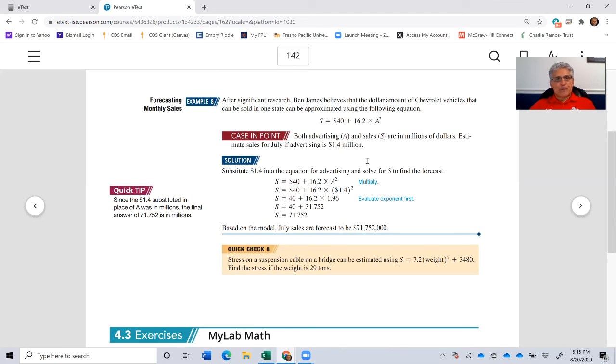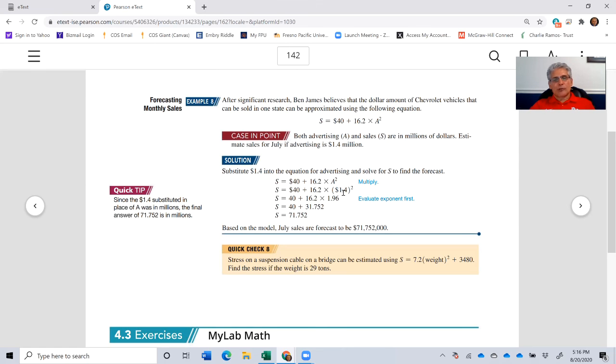Here's what we're going to do. We're going to take 1.4 and substitute for the A. So S equals 40 plus 16.2 times A squared. That was the original formula. Now within A, we're going to go ahead and plug in the 1.4. So 1.4 squared. Remember that 1.4 is million. And now we'll go ahead and solve.